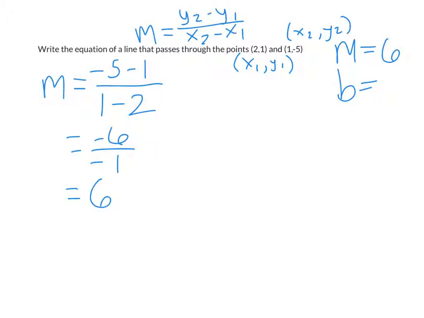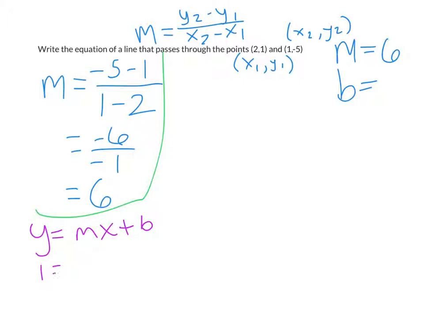Well, since we found the slope, this is now the exact same process as the last problem. I'm going to section this bad boy off, and now we're going to figure out our b. All right? I can pick either point right now to figure out what b is. So I have my y equals mx plus b. I could select (2, 1) or (1, -5). I'm going to pick (2, 1) because they're smaller numbers and not negative. Makes it easier to work with.